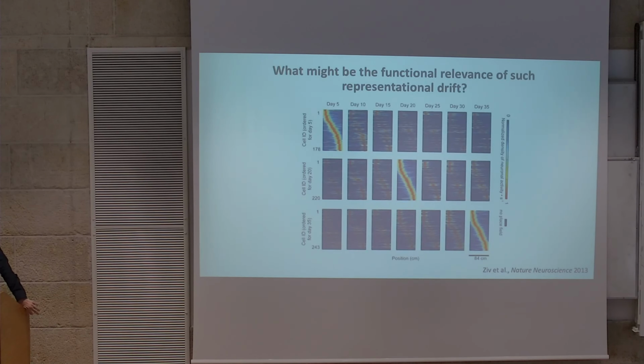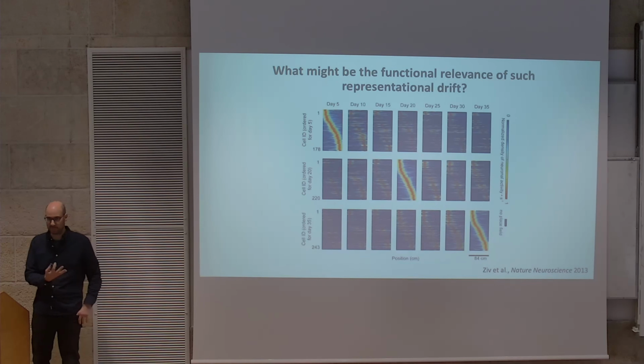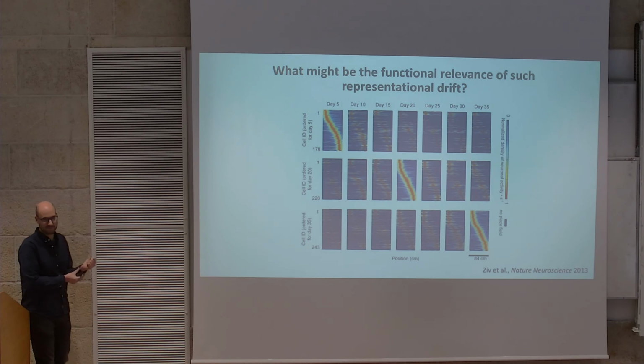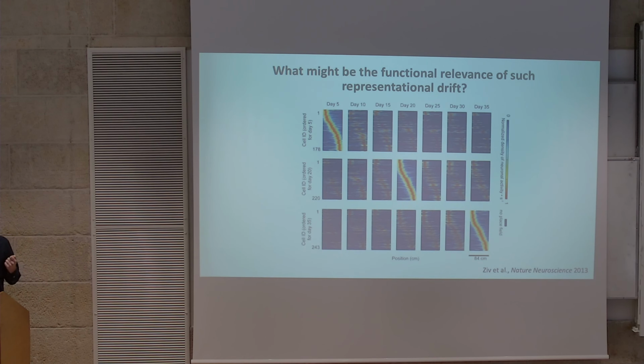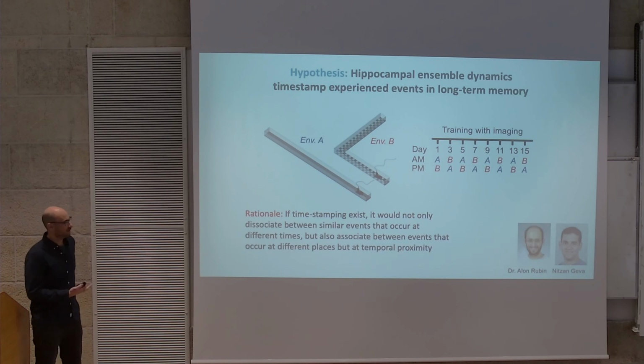So first of all, the functional question: what might be the functional relevance of representational drift? Again, this is the basic result that I showed you in the beginning. Now, the hippocampus is important for episodic memory, which you can think of as a memory of what happened where and when. Here we have, by definition, information about where things happen. These are place field maps. And we asked ourselves, can this also infer the temporal relationship between experienced events? So this was the hypothesis that we wanted to check, that hippocampal ensemble dynamics, or drift, timestamp experienced events in long-term memory.